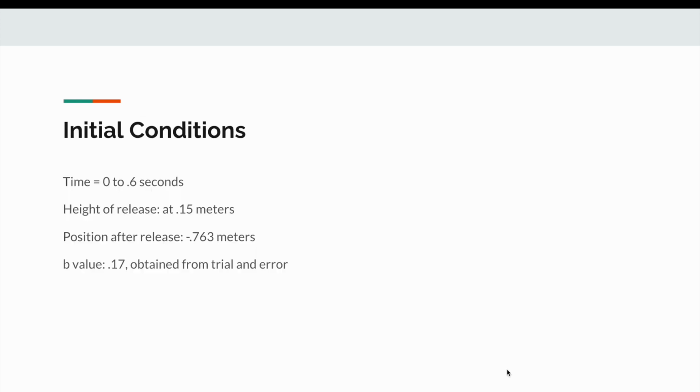Now looking at my initial conditions, first off, my time is 0 to 0.6 seconds, and the height of release in Tracker was about 0.15 meters, and the position after release, so basically after the object had dropped, was negative 0.763 meters, and the B value I obtained was 0.17, and I basically got this from just trial and error on GlowScript.